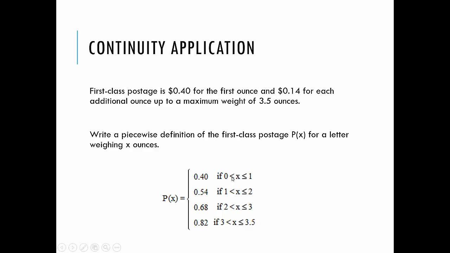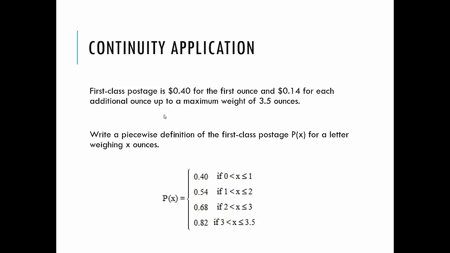So from 0, of course x can't equal 0 because you don't have a letter, right? So from 0 all the way up to the first ounce, so it can equal 1 ounce, so there's a line under it, would be 40 cents. Then we're going to add 14 cents for each additional ounce. So then we'll go from 1 to 2, 2 to 3, and in this column here I'm just adding 14 each time. And then the last one would go from 3 to the maximum weight of 3.5.